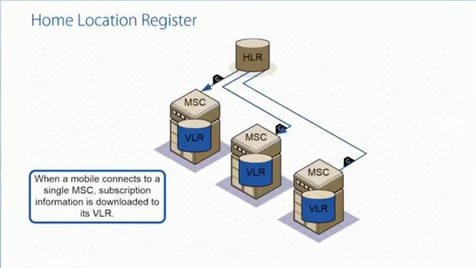If I'm on one MSC, my information will be there. You're on a different MSC, your information will be downloaded there. Now, the key difference between a HLR and a VLR is the HLR is a store of all the subscribers on that service provider. A visitor location register is a store of all the subscribers who are visiting that location, whether they are from this service provider or they have roamed into this service provider.